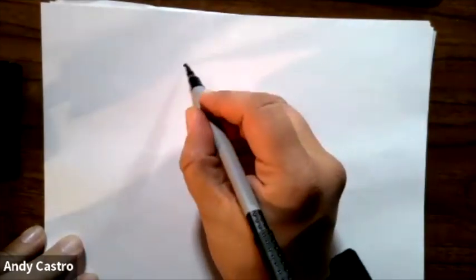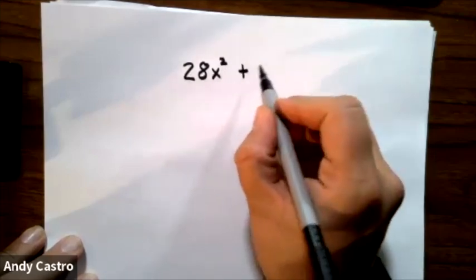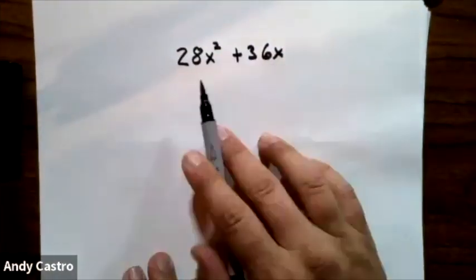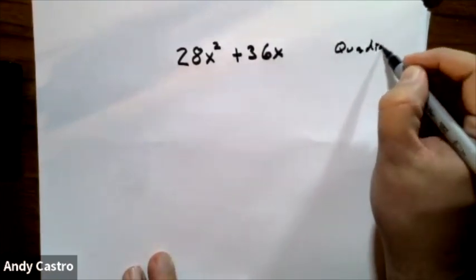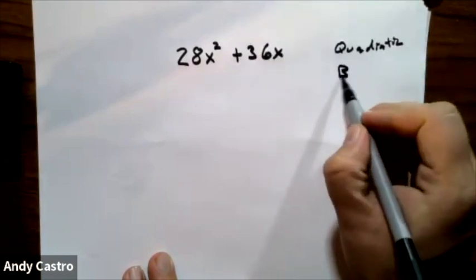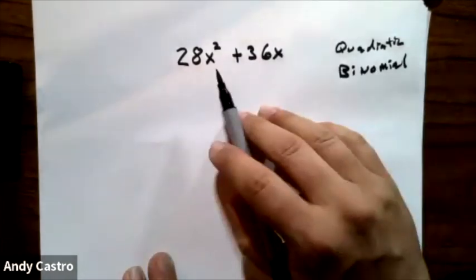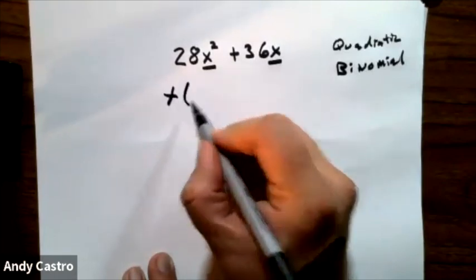So all right, we'll do one that's a little bit easier, won't require the AC method, but it'll just be fun to practice factoring. So we'll do 28x squared plus 36x. All right. So here, I don't have a trinomial. I still have a quadratic. So this is a quadratic. But this is a binomial, meaning 2 terms. All right. And I can already tell that I could take an x out of each of these. So I know I can at least do that.